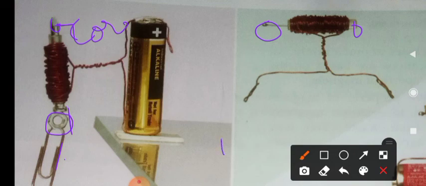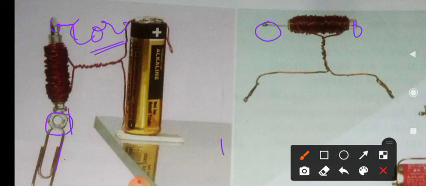We can even make this a permanent magnet by using, instead of an iron core, some special alloys or steel, and then repeating the same process. Unlike iron, they are able to retain the magnetism even after the passage of current. So they will be permanent magnets. As long as iron is used, it behaves as a temporary magnet only. If special alloys and steel are used, it will behave as a permanent magnet.